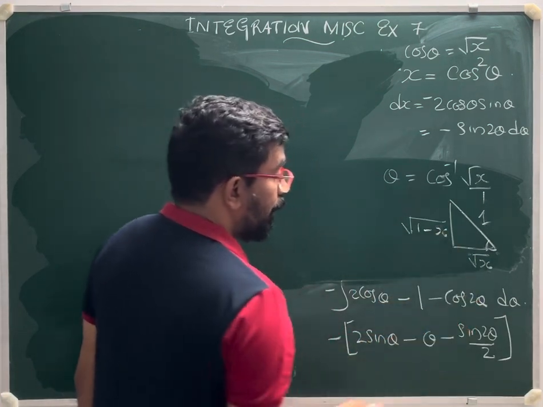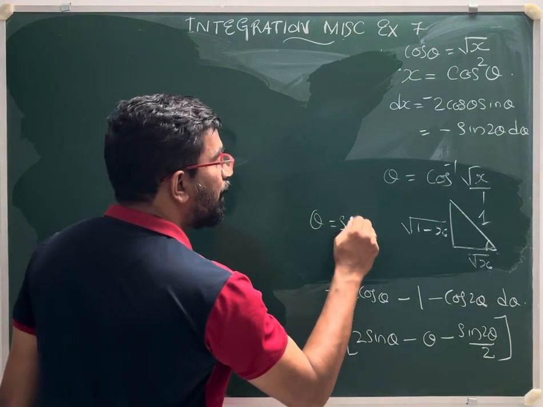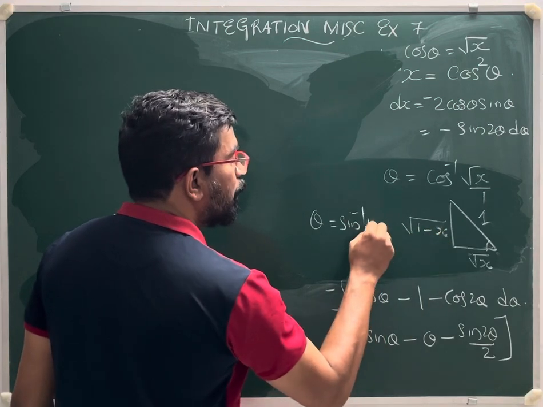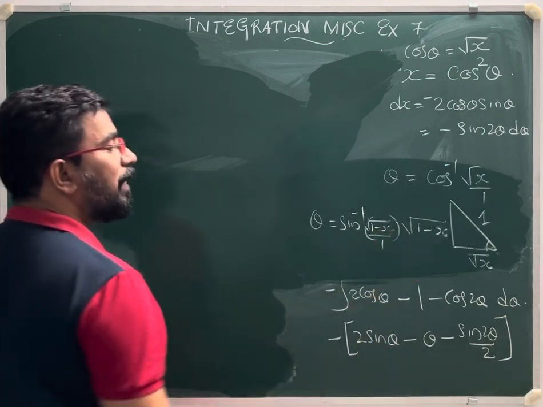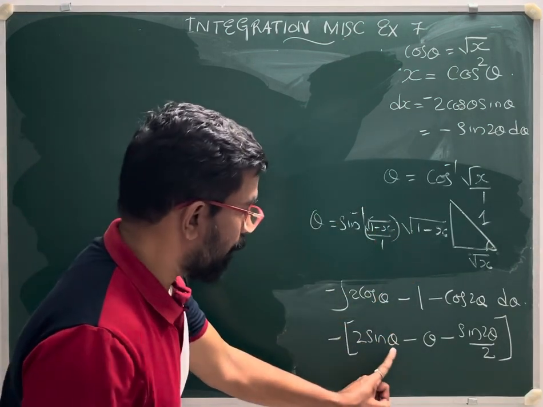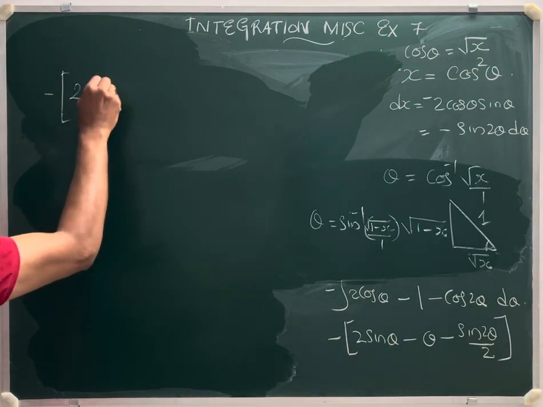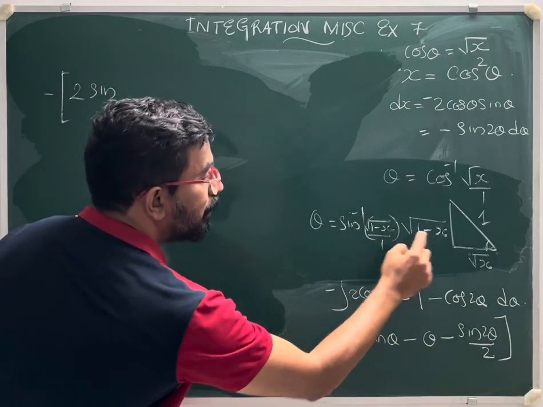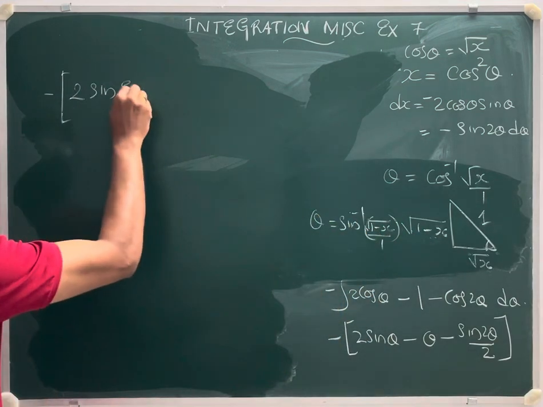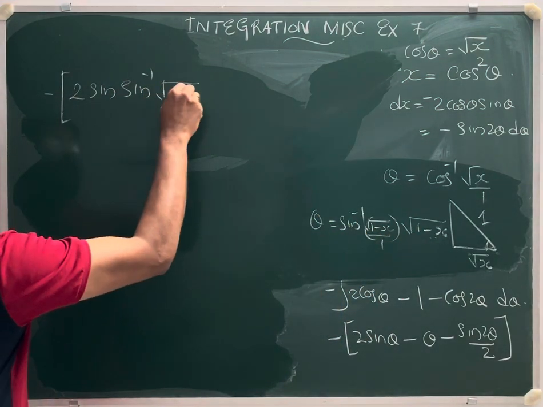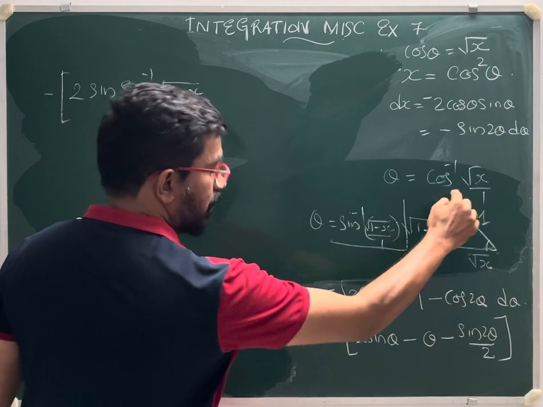Now from here, if you want sin inverse, I can write theta is also equal to sin inverse. In sin inverse we use the opposite side. So root of 1 minus x by 1, or simply sin inverse root of 1 minus x. Now I will do the replacement. So this will be minus 2 sin. Since it is sin, I will do this replacement of sin. Don't confuse this with this: it is sin inverse root of 1 minus x. Wherever I have cos, I will use that.